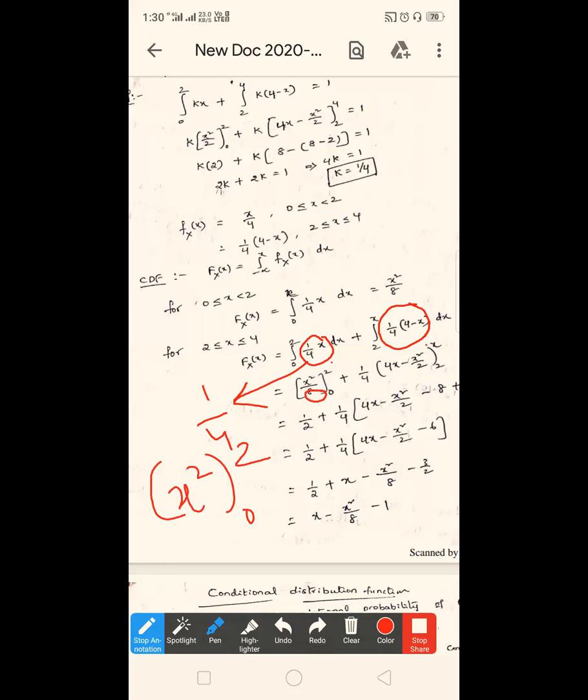2 square minus 0 square. Those are the limits. Okay. Anyhow, limits అనేవి నెక్స్ట్ స్టెప్ లో అప్లై చేస్తాం మనం, మీకు జనరల్ గా చెప్తున్నాను.